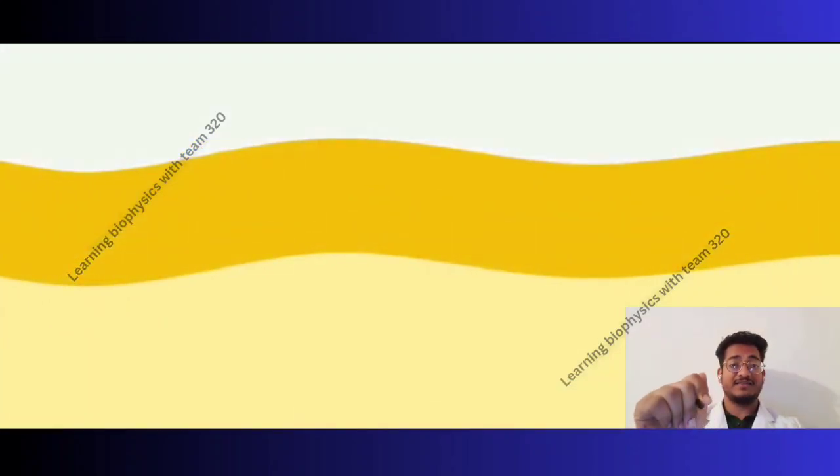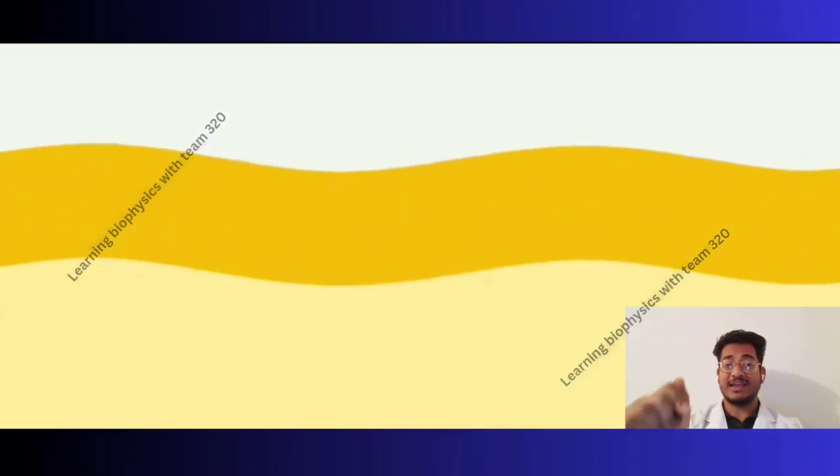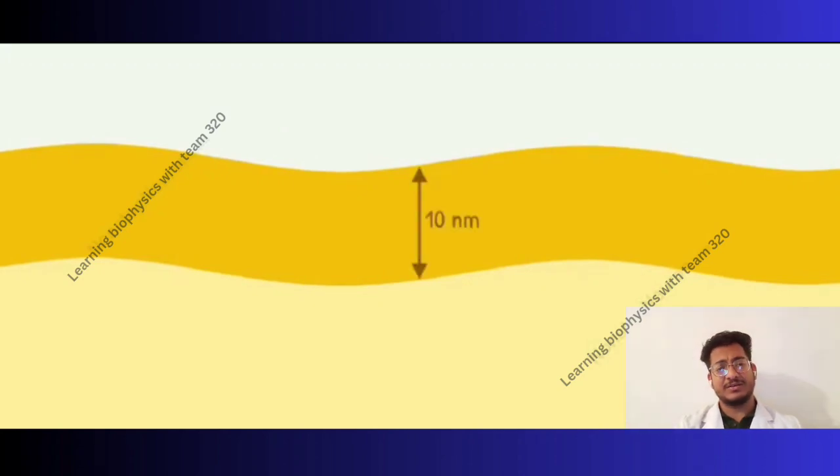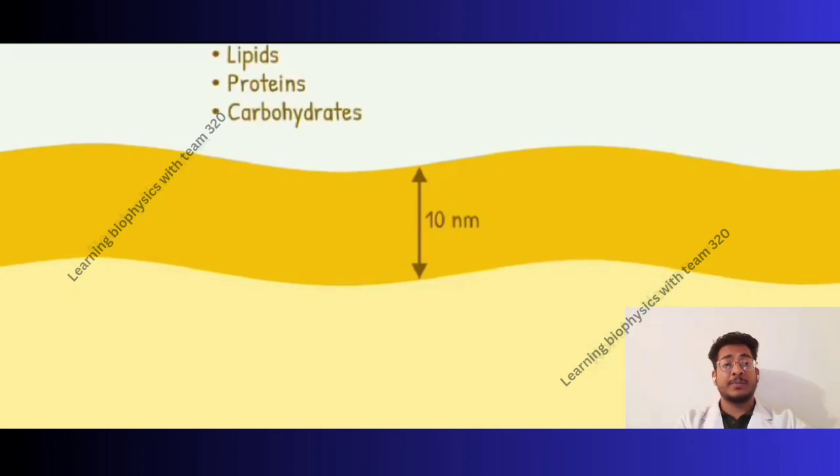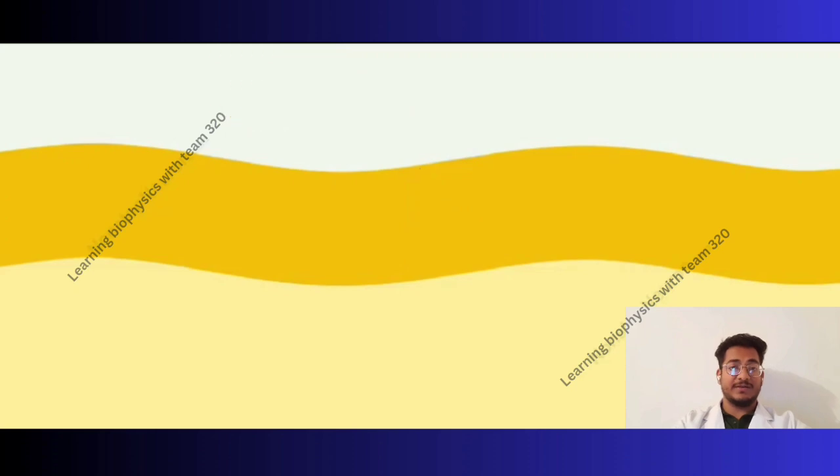So when we see its structure, it's very thin and pliable. Its thickness is only about 10 nanometers. And the main constituents of the cell membrane are lipids, proteins, and carbohydrates. Lipids make up about 40%, proteins about 55%, and carbohydrates about 5% of the membrane. So now let's talk about each of these components one by one.